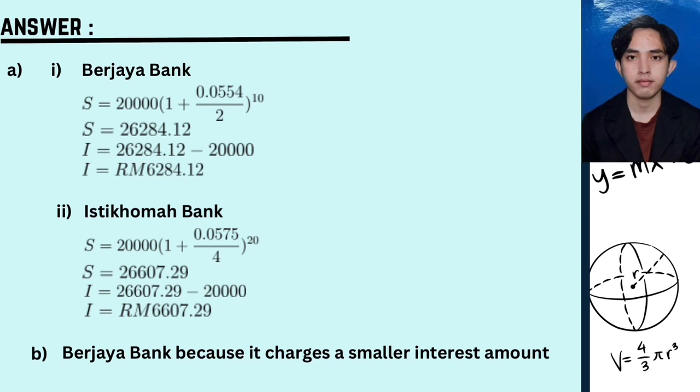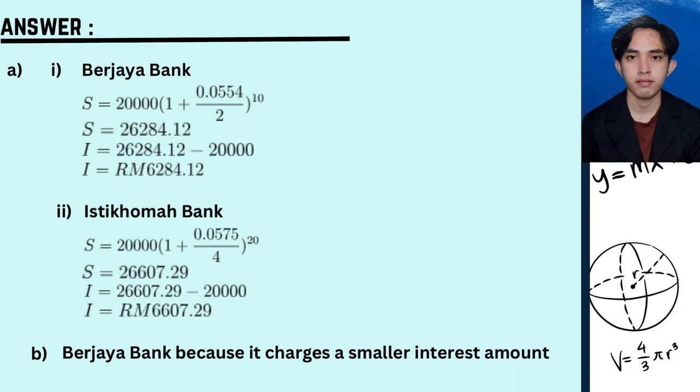We already get S, which is the compound amount, and we need to minus it with the present value to get the interest amount. So I equals 26,284.12 minus 20,000, which is 6,284.12. For Istiqomah Bank, we just use the same formula as before.